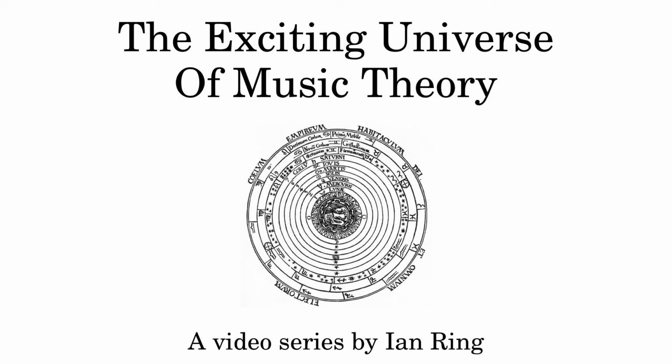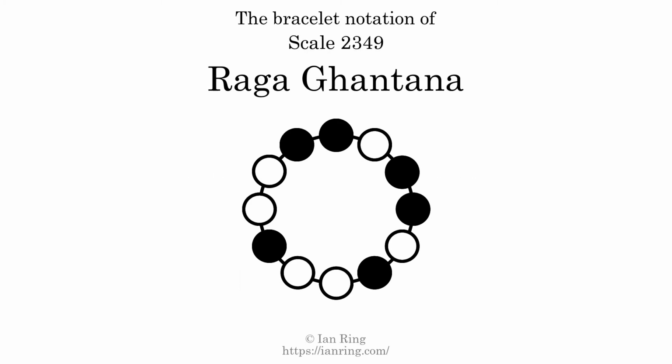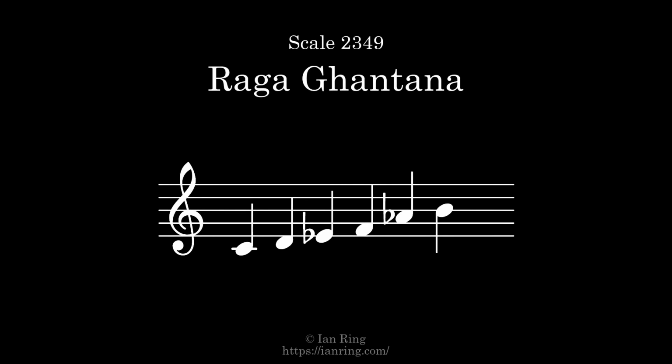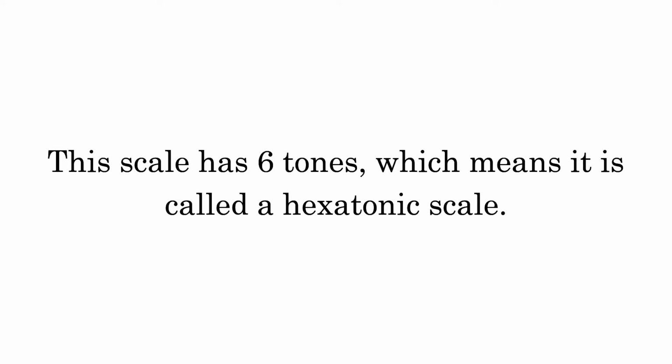Welcome to the exciting universe of music theory. Are you ready to learn? Then let's begin. Today we will talk about Scale 2349, Raga Ghantana, which sounds like this. This scale has 6 tones, which means it is called a hexatonic scale.